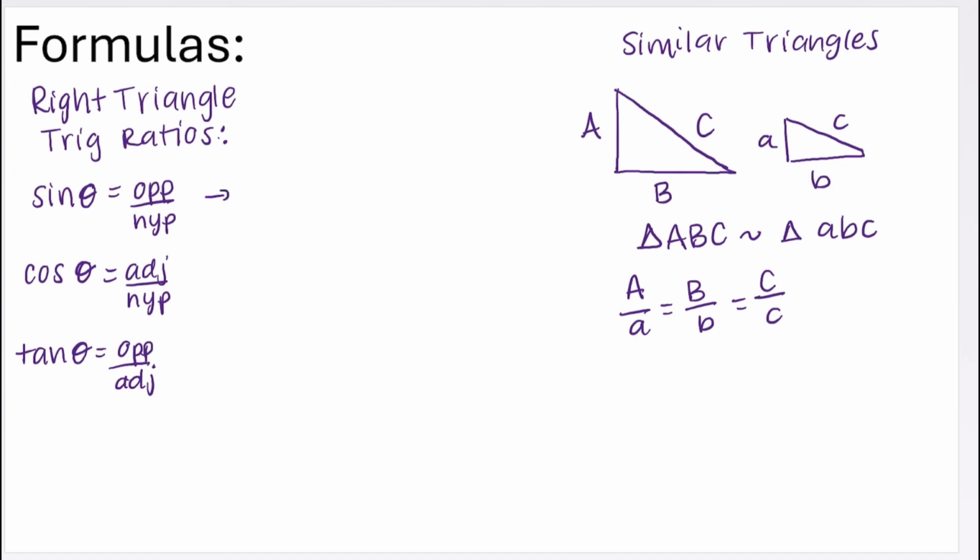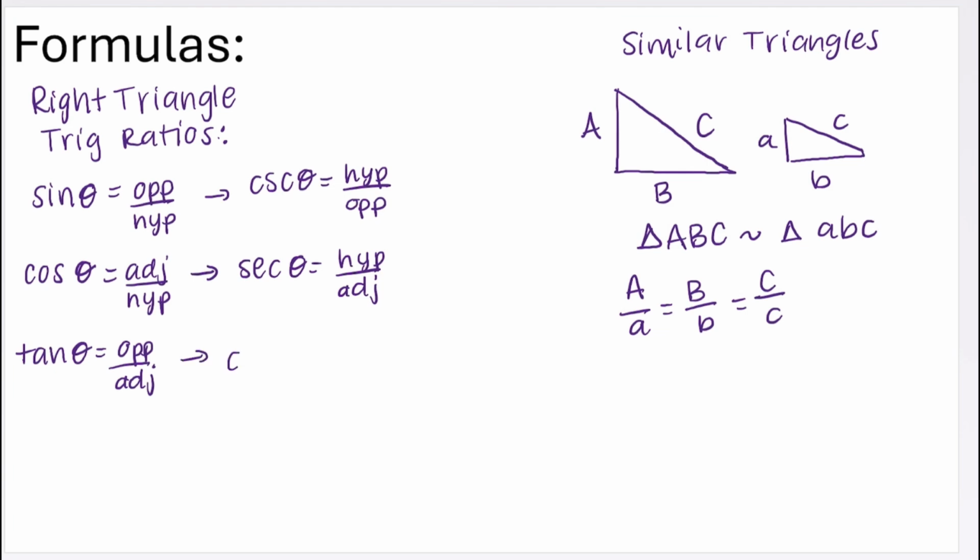But the inverses, or not the inverse, the reciprocals. So sine's reciprocal is cosecant. So if we have cosecant, it would be hypotenuse over opposite. Secant is going to be hypotenuse over adjacent.